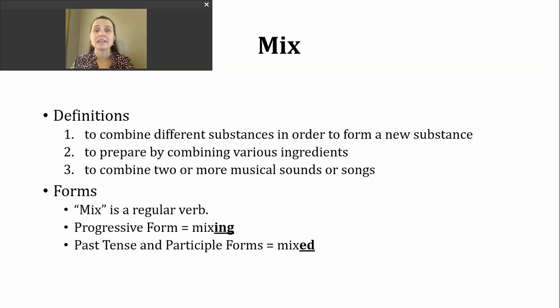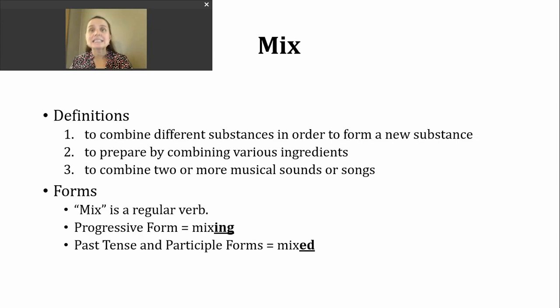Mix is a regular verb. To make the progressive form, all we need to do is add ing. And I've been asked by some of my former students, well, why aren't we doubling that last consonant? Because this verb goes consonant, vowel, consonant. And the reason is that here the letter X is making a K and an S sound together. So even though we're spelling just one consonant, we get two consonant sounds. So again, progressive form, we pronounce mixing.